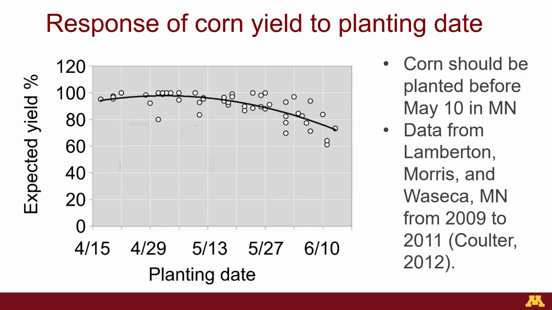This data was collected in Lamberton, Morris, and Waseca, Minnesota from 2009 to 2011. The source is Jeff Coulter, 2012. This graph shows that corn in much of Minnesota should be planted before May 10th for maximum yields. Often, organic producers will decide that even though delayed planting might result in slightly lower yields, the weed management benefits outweigh the yield hit.